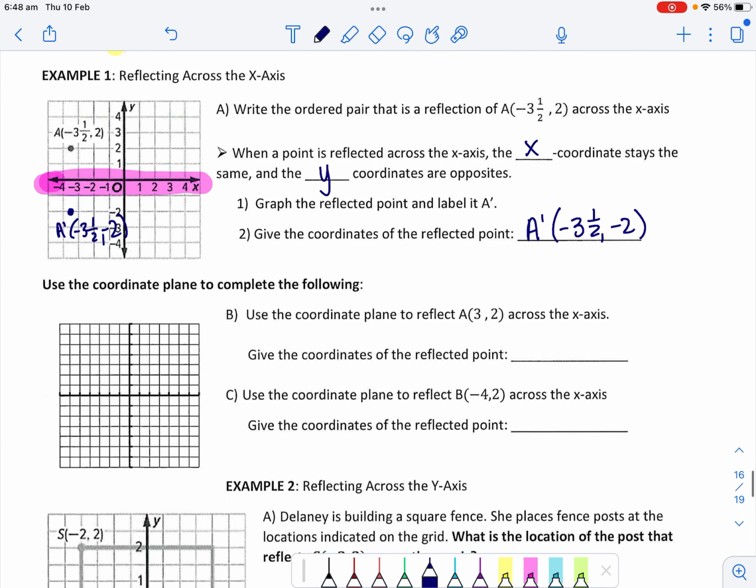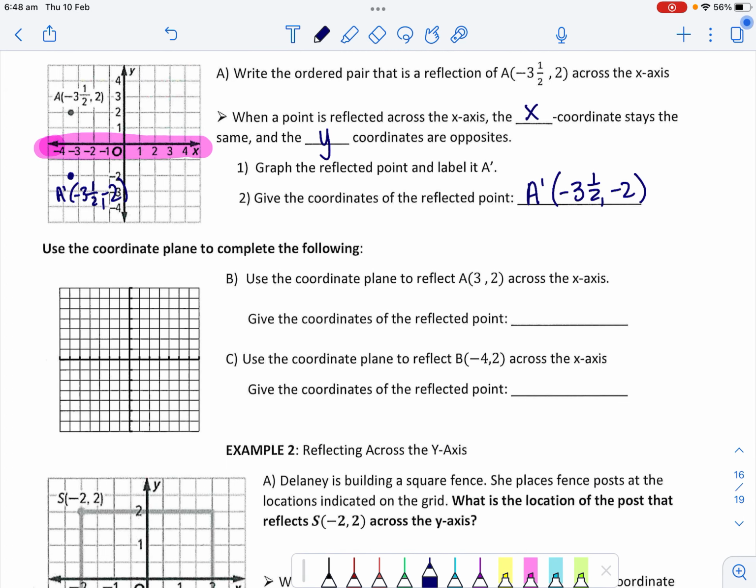So in this next part, I just have some extra examples here. So it says use the coordinate plane to reflect 3, 2 across the x-axis. So I'm going to plot 3, 2. 1, 2, 3, up 2. So here's A. I'm going to highlight my x-axis. So here's my x-axis. I am 2 spaces away, 1, 2. So I'm going to count 2 spaces to the other side, 1, 2. And here's A prime. So A prime is going to be 3, -2.